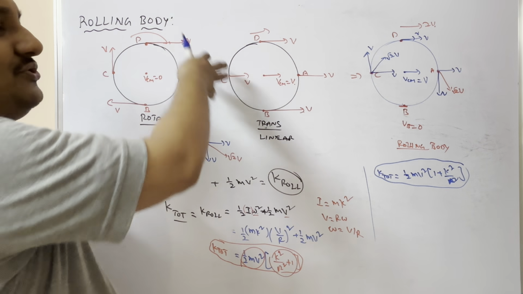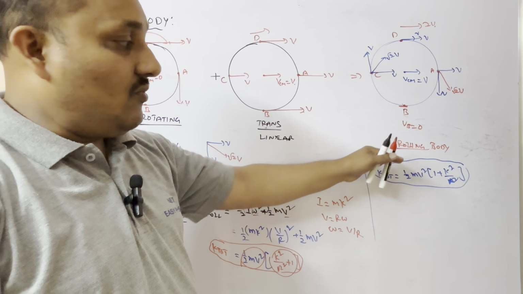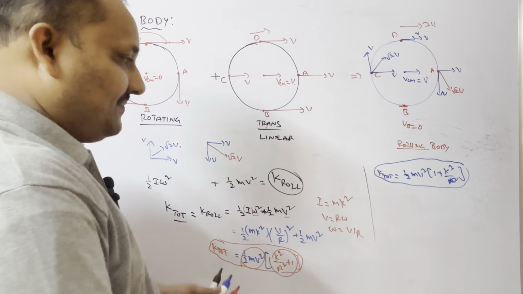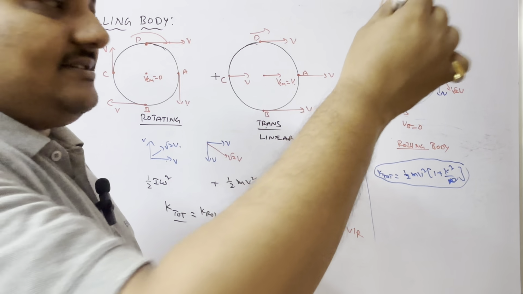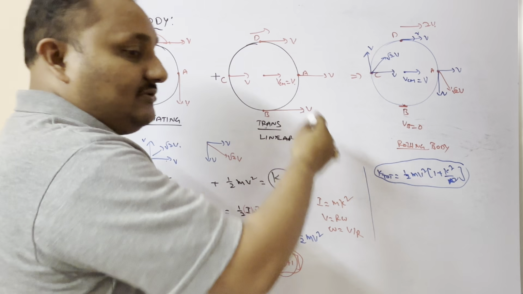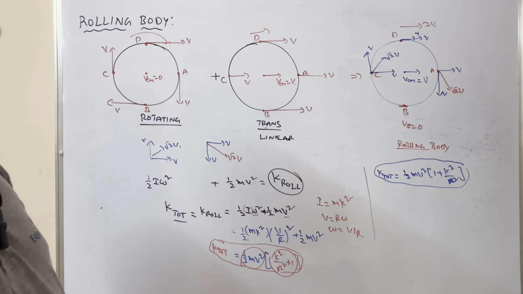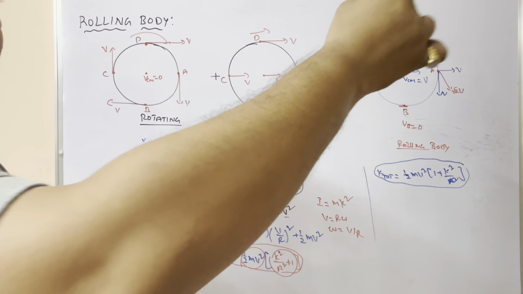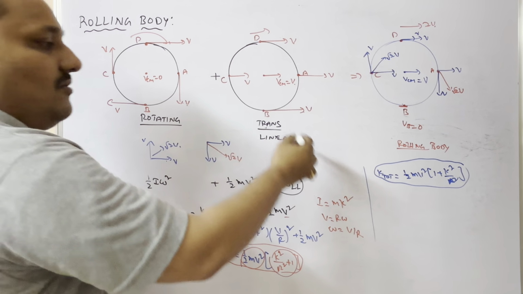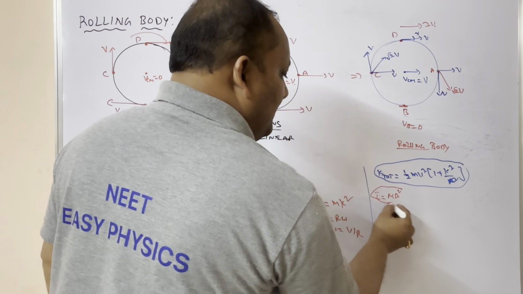Now, if a ring is rolling, what is its total kinetic energy? If the ring is rolling, the axis of rotation will be like this, therefore passing through its center perpendicular to its plane. Do you remember? Whenever it is rolling, the axis passes through its center perpendicular to its plane. At that time, what is the moment of inertia formula? I is equal to m r square.